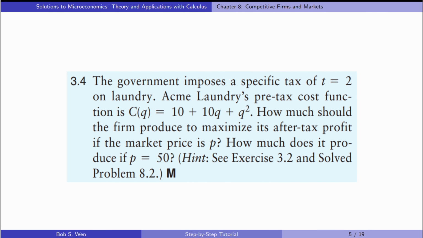Let's go to exercise 3.4. The government imposes a specific tax of 2 on laundry. Acme Laundry's pre-tax cost function is as follows. How much should the firm produce to maximize its after-tax profit if the market price is P? How much does it produce if P equals 50?